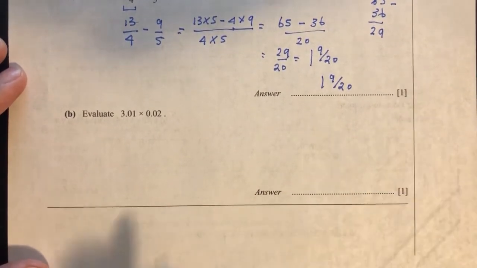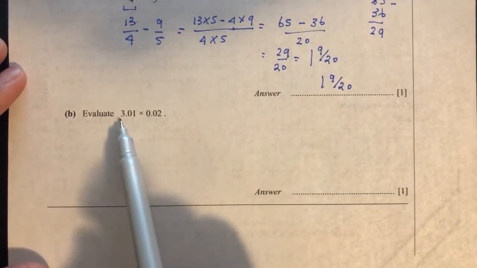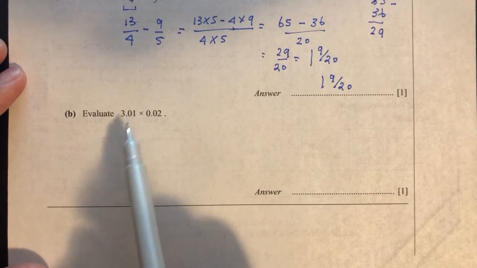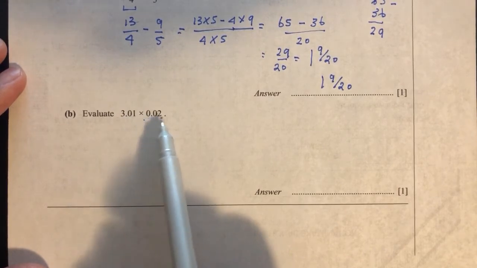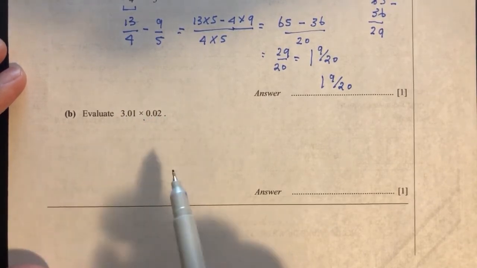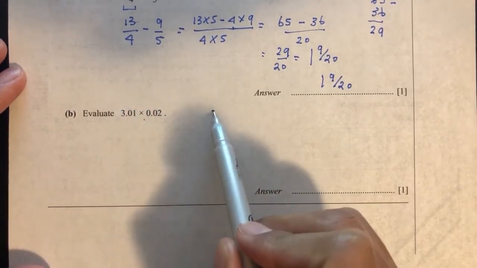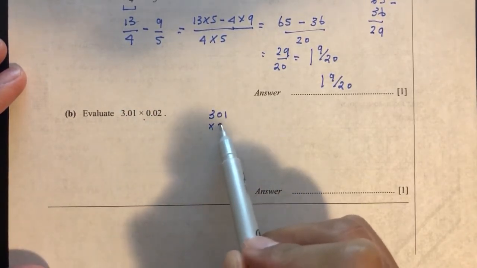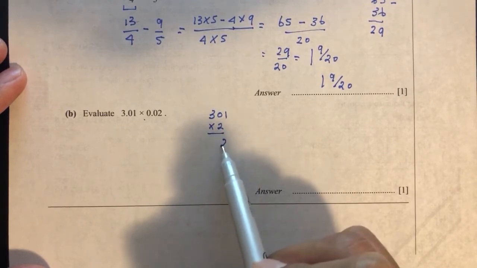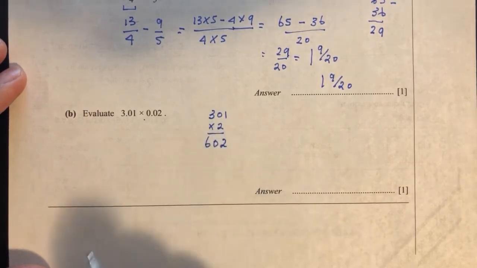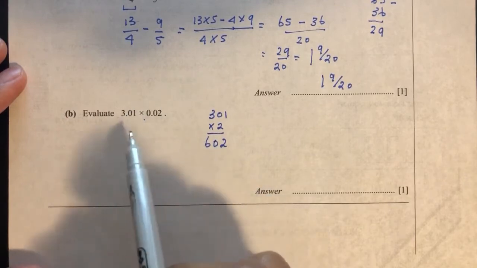Now moving on to part B, we have 3.01 times 0.02. The first thing I like to do is ignore the decimal places. So here we have 301 times 2, and we get 602. That's the answer. And then now we count.